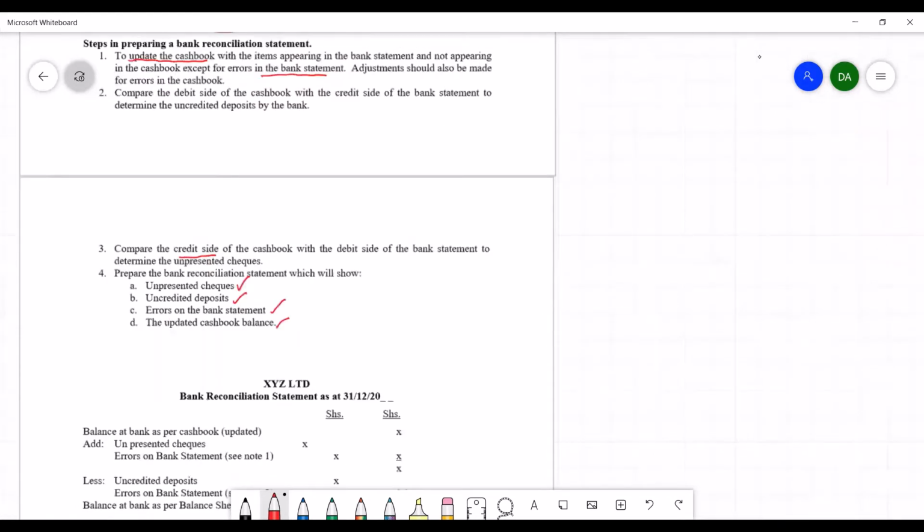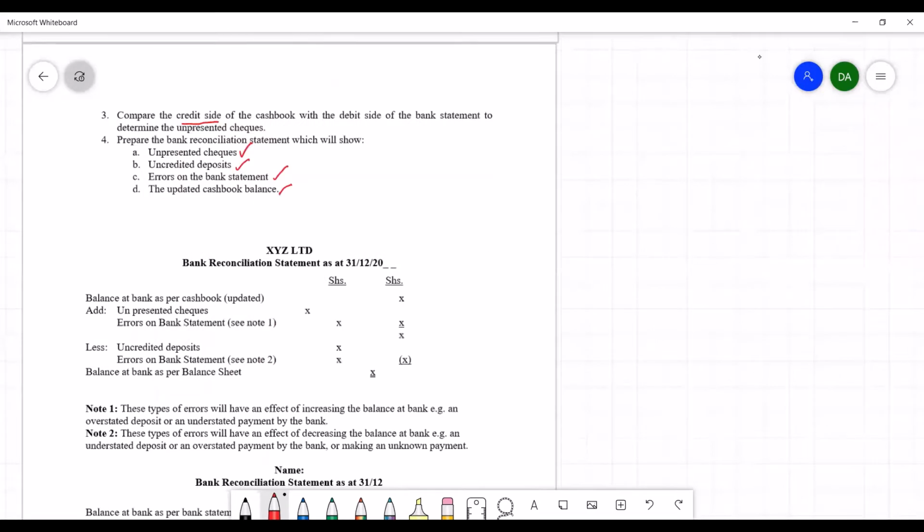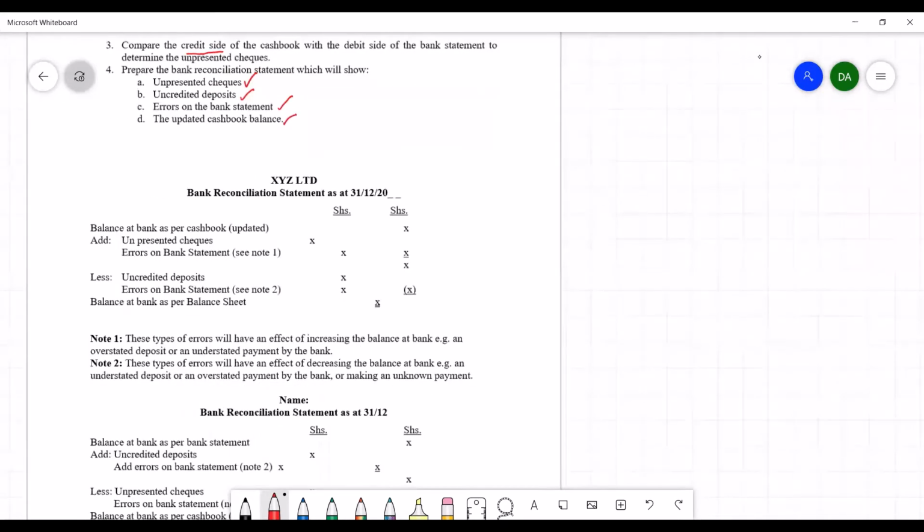The format of the bank reconciliation statement is as follows. It can take either of two formats. The first one begins with the adjusted cash book balance, the updated cash book balance, to which we add unpresented checks and bank errors which are increasing the bank balance. Then less uncredited deposits and bank errors which are understating the bank balance. That then should give us the balance as per the bank statement.